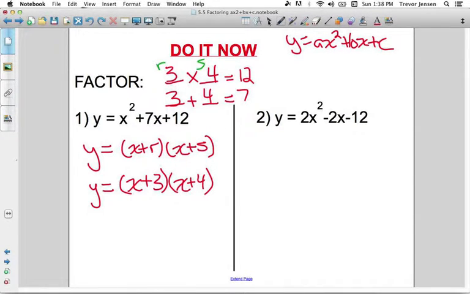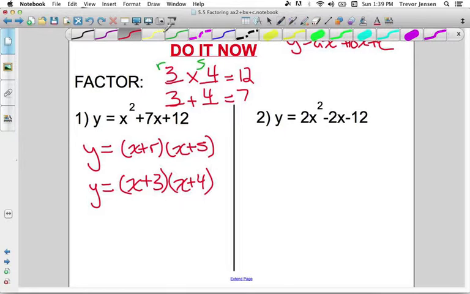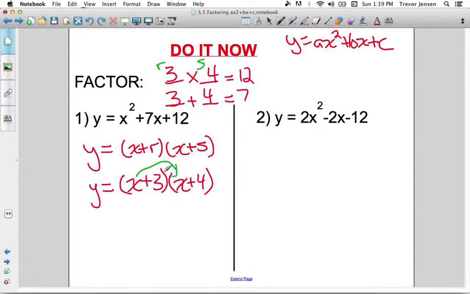If you wanted to check and make sure you factored it correctly, all you have to do is multiply these factors out using the FOIL method. Multiply each term in the first polynomial by each term in the second polynomial, and you would be right back to your original expression of x squared plus 7x plus 12. So if you wanted, you could double check to make sure you did it right by multiplying that back out.